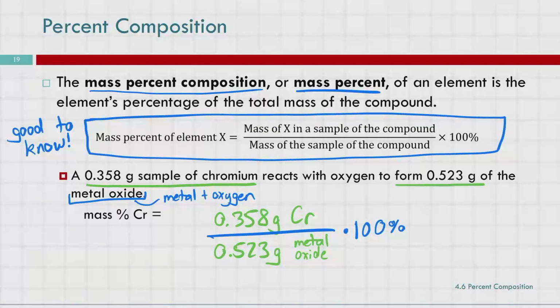The units are going to work out so that the grams cancel out, and the units that we're left over with are percent. So 0.358 divided by 0.523 times 100. This will be 68.5% chromium.